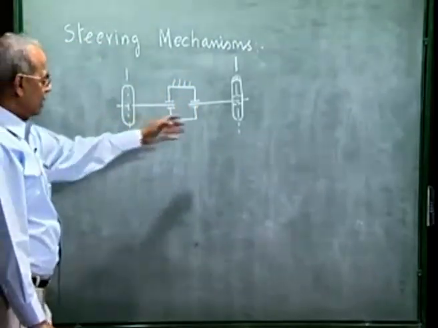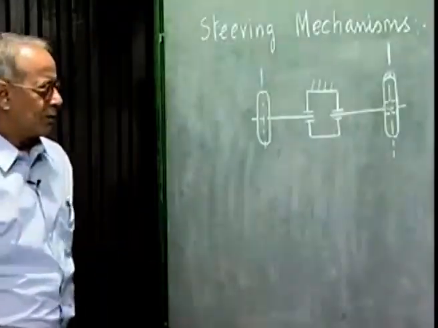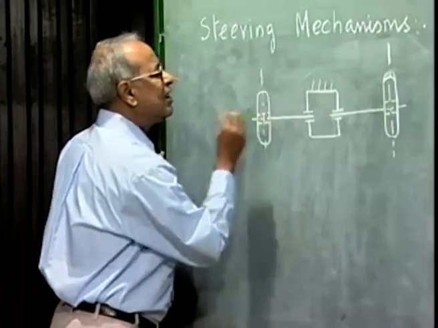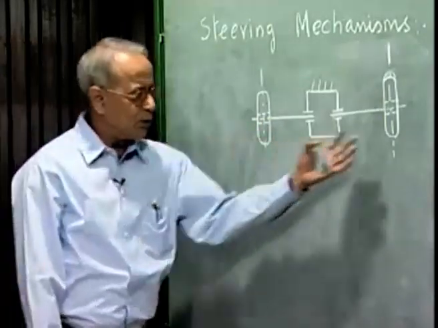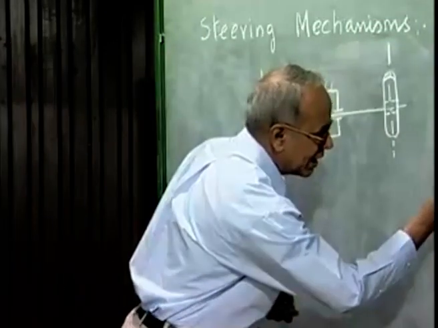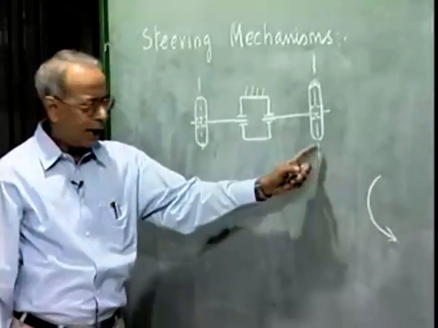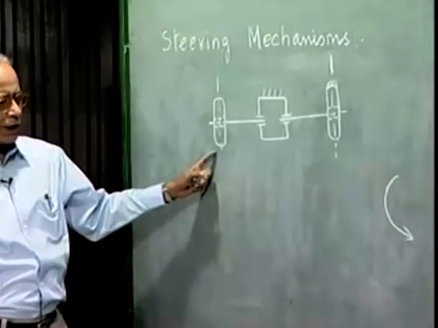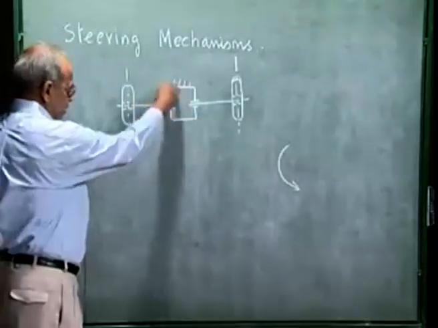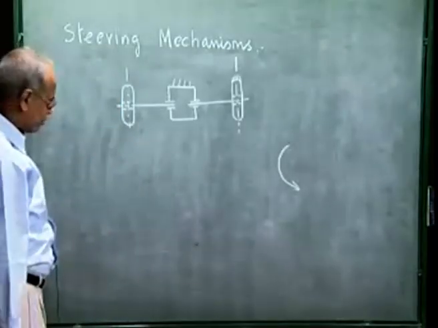As we know, the two rear wheels are connected to the differential, which is fixed to the body of the automobile. This differential allows the two rear wheels to rotate at different speeds when the car is taking a turn. For example, if the car is taking a turn like this, then this becomes the outer wheel and this becomes the inner wheel, and we need the outer wheel to rotate faster as compared to the inner wheel. This differential speed can be created by this differential, as we shall discuss later on when we discuss gearbox.